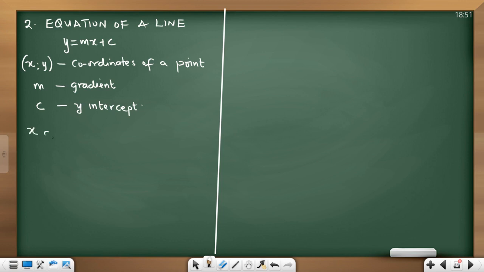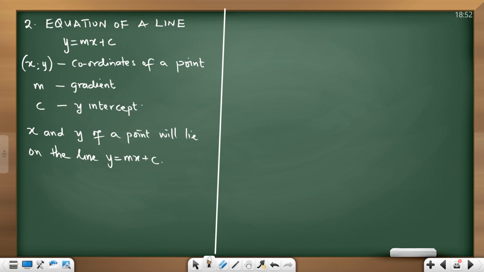Please note that x and y of a point will lie on the line. I'll explain what I mean when I look at a calculation. So if I give you a point x and I want to know whether that point lies on the equation, we will substitute that x and it must be the same value as the y that is given. Don't worry, I'll look at that just in a moment.